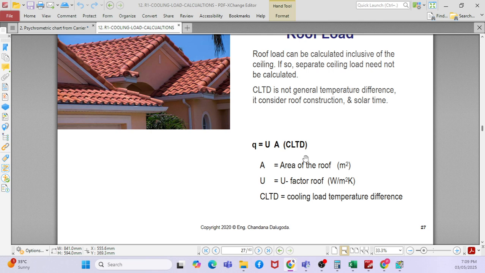In chapter 17, there is one equation, right? Q equal to UA CLTD, cooling load temperature difference. So this came from the ASHRAE Fundamentals, right? How this equation came, I sent you one video. If you watch that video, you will understand how this equation came. U is nothing but the U factor, A is the area, and CLTD is the cooling load temperature difference. How this equation came, that video is already given to you.